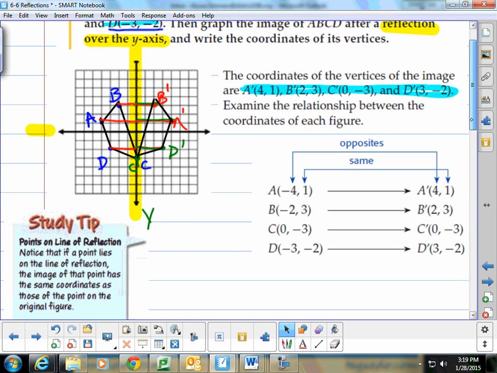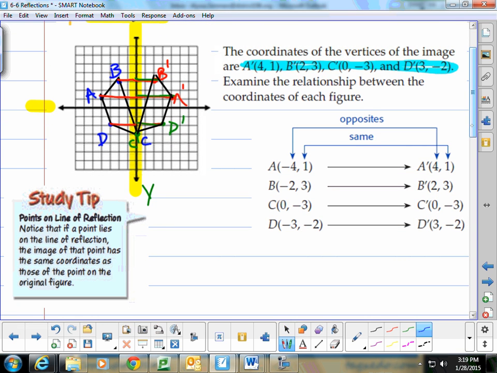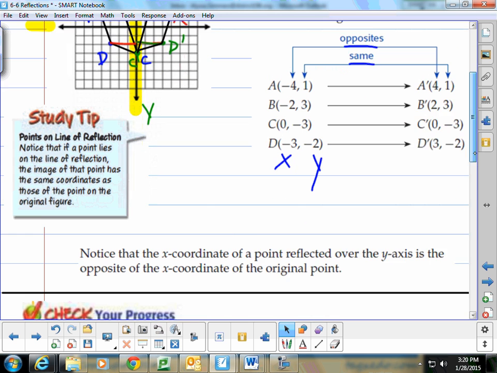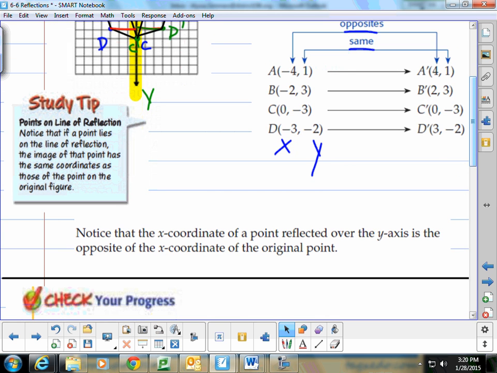So we should notice that in this case, our y values stayed the same, whereas our x values went to the opposite. So what that means is our x coordinate reflected over has changed from the original. So when flipping over the y-axis, the x coordinate changes. Hopefully you're realizing how important our math language is while we're learning about math.